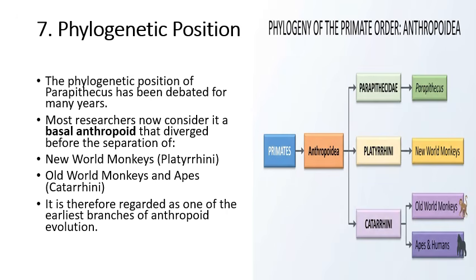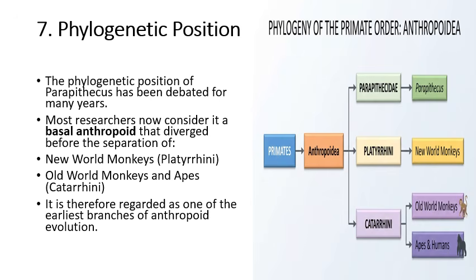Phylogenetic position. Parapithecus occupies an important place in primate evolution. Talking about the classification: Animalia, Chordata, Mammalia, then Primates, Anthropoidea, Parapithecus. Most researchers consider Parapithecus a very primitive anthropoid because it existed before the major evolutionary split that later produced New World monkeys, Old World monkeys, and then apes and humans. Thus, Parapithecus provides insight into the early stage of anthropoid classification.